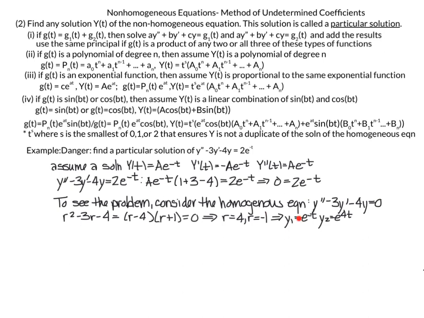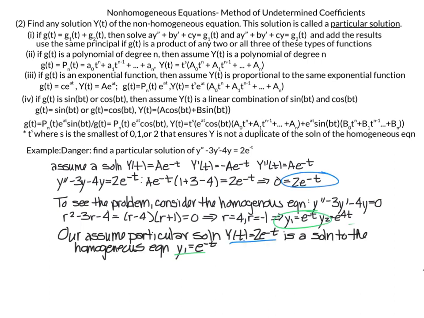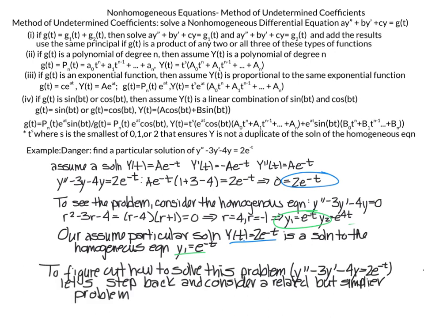In other words, y1 is equal to e to the t to the minus t, and y2 is equal to e to the 4t. That brings us to the problem that here, what we have proposed as our particular solution is actually a solution to the homogeneous equation. So when we try to get our general equation, we don't have two independent solutions here.